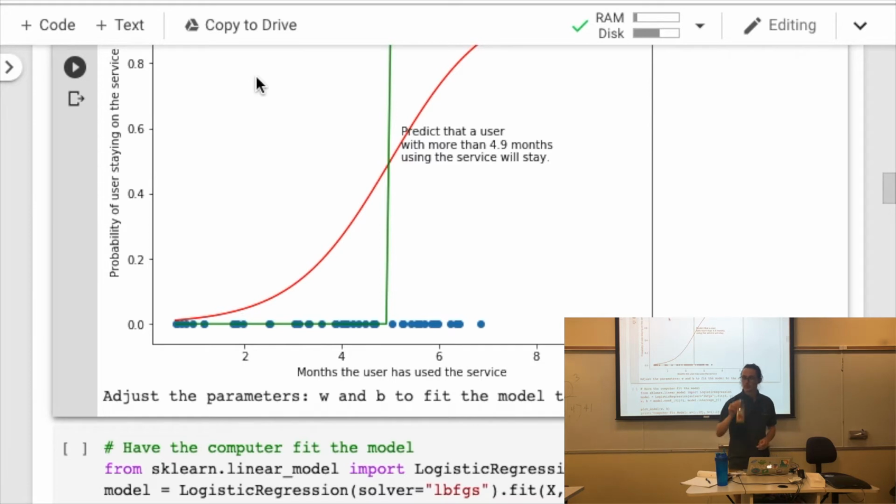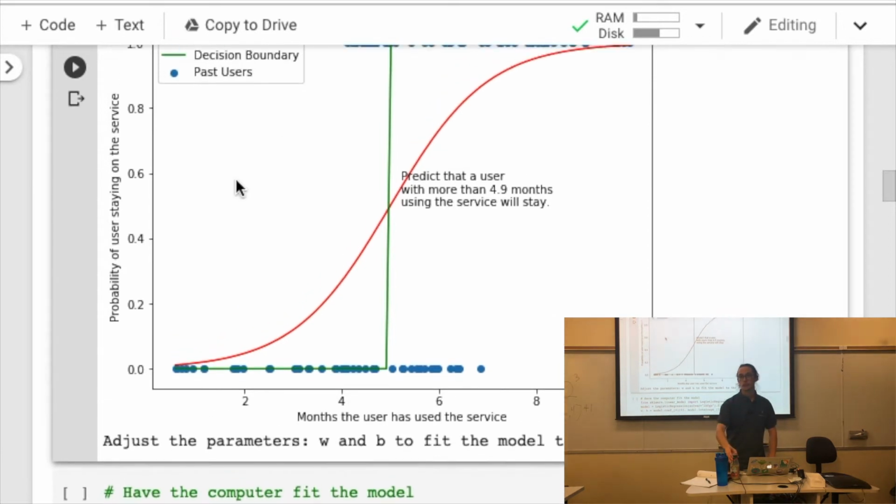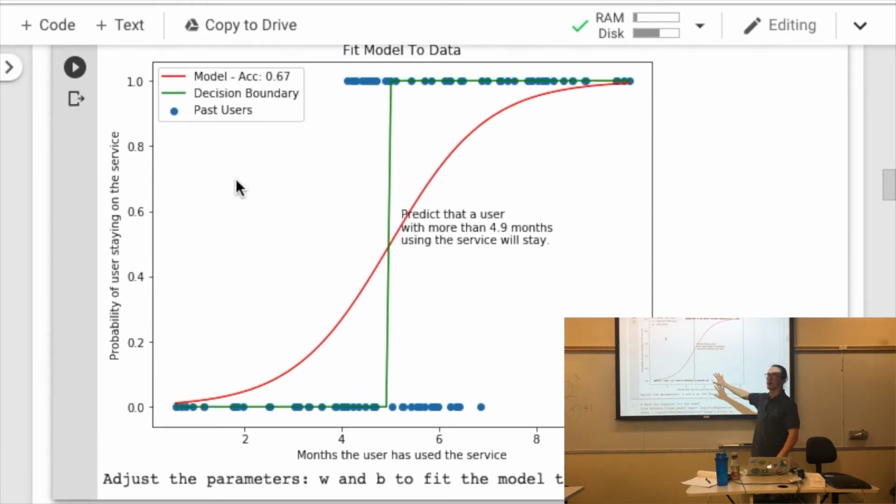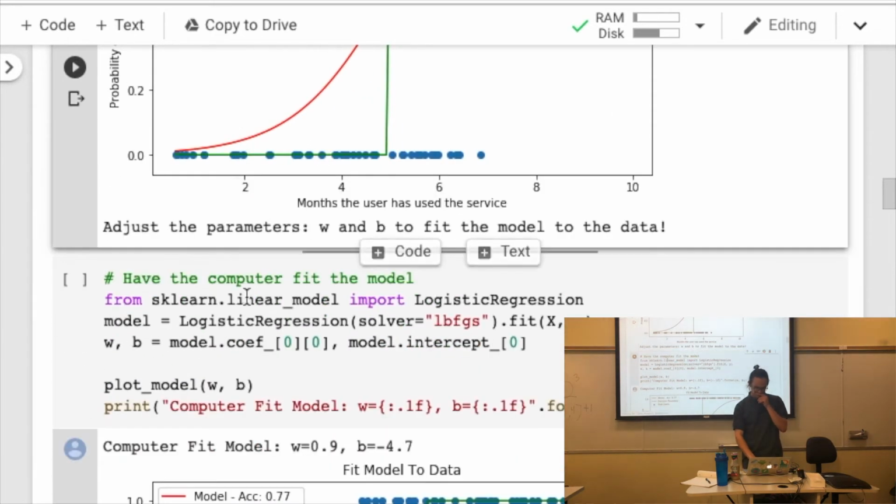So is the red line the PDF of the sigmoid function? Oh, PDF? Well, this isn't a probability density function. Yesterday we dealt with distributions, and PDFs and CDFs are the distribution functions. So this is just the graph of the sigmoid of our logistic regression model.